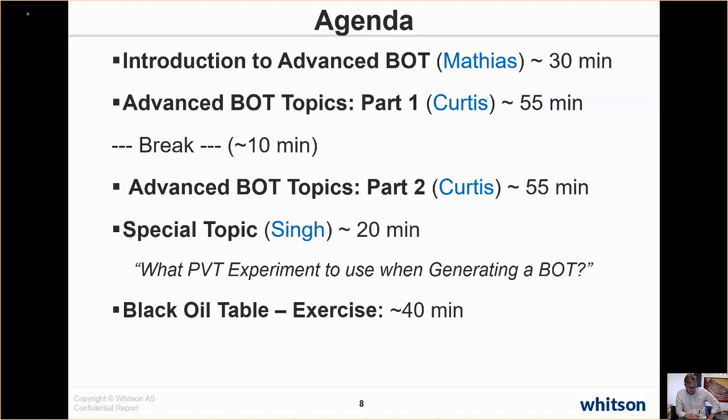At the end of the course, we'll also go through a black oil table exercise with all of you, where the main objective is to try to convey how a program or simulator would actually read and utilize a black oil PVT table, which is the main objective and topic of this particular course.